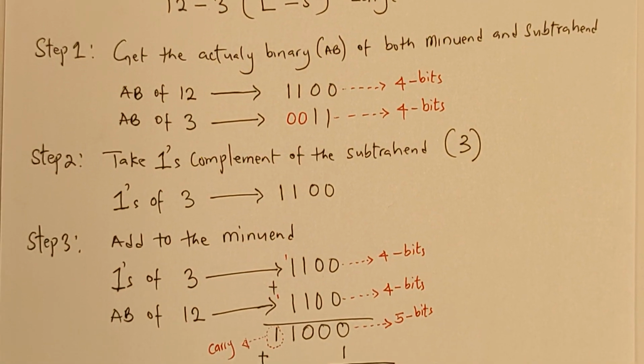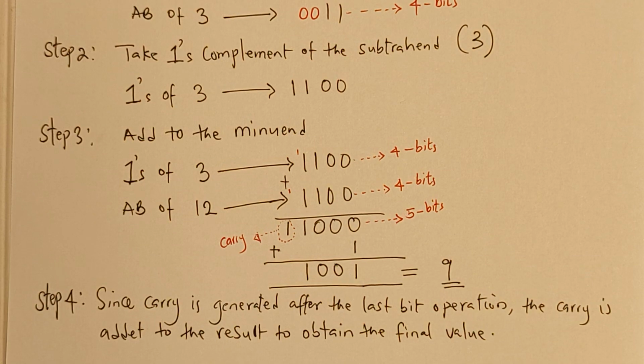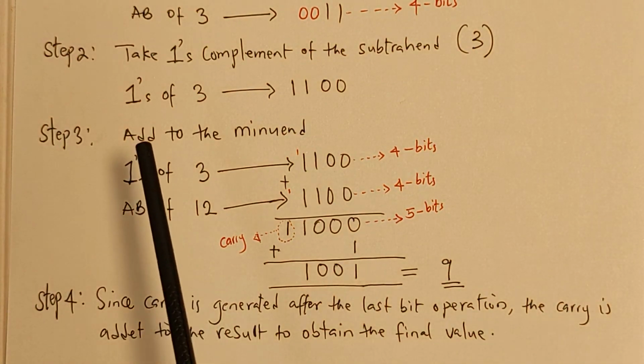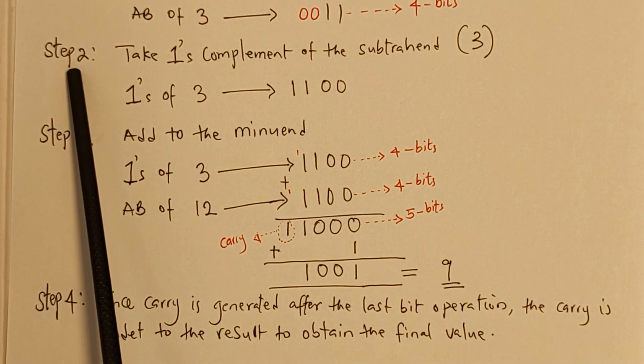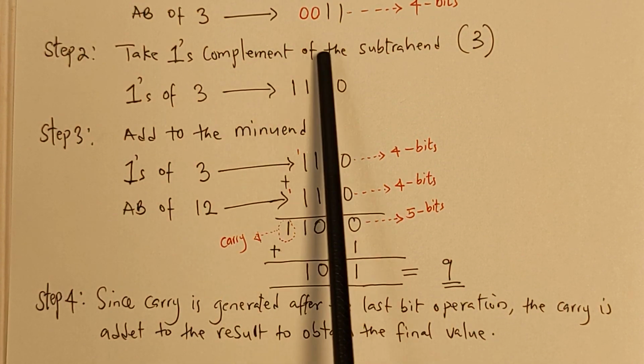So the next thing we need to do, let's go straight. Step 2 says that we should take 1's complement of the subtrahend.